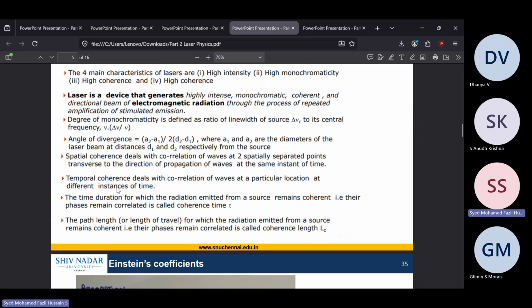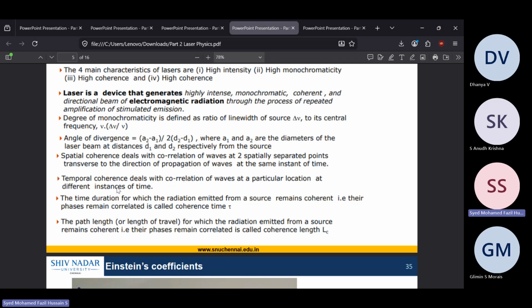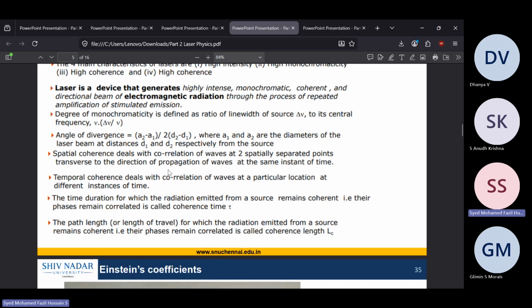Now spatial coherence is the coherence of two spatially separated points transverse to the direction of propagation of a wave at the same instant of time. It is like taking two different points in space at the same instant of time and comparing those waves.